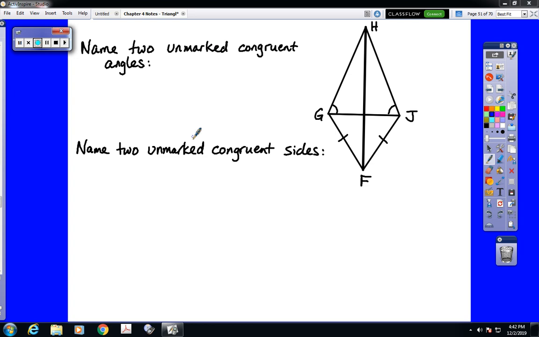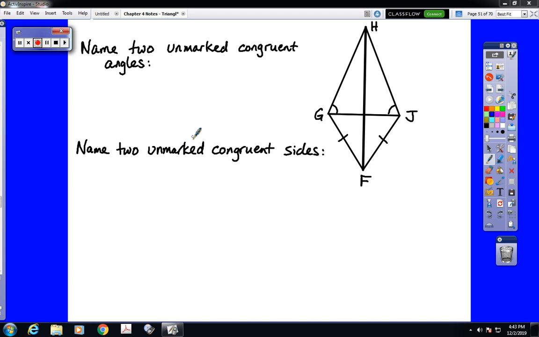This is video 2 of 2 for section 4-6 in your textbook entitled Isosceles and Equilateral Triangles. Here we are going to see the examples for the problem types that will be on your homework assignment. So we'll start off here with a vocabulary-based problem.